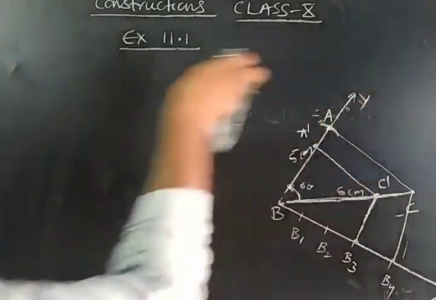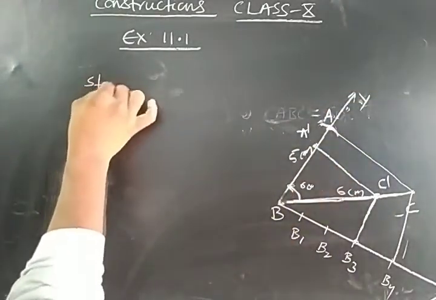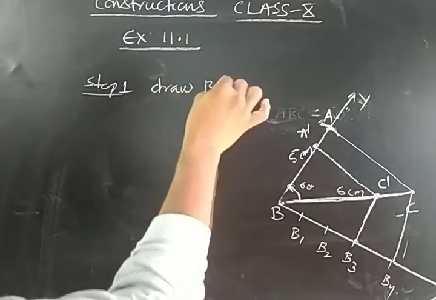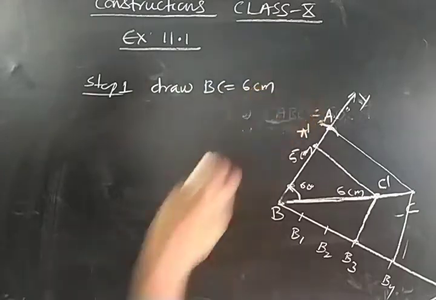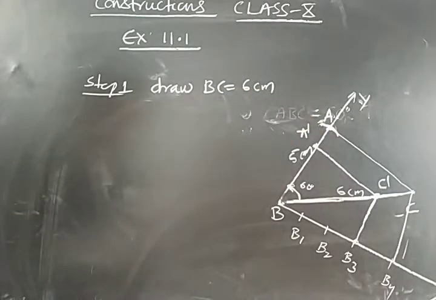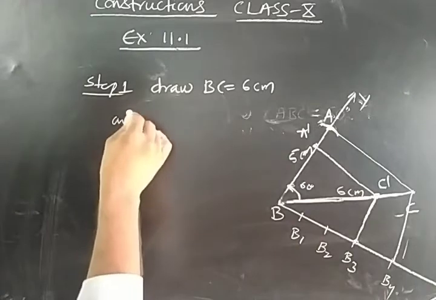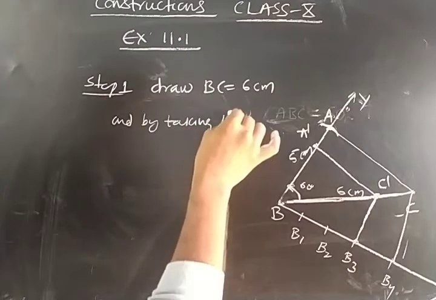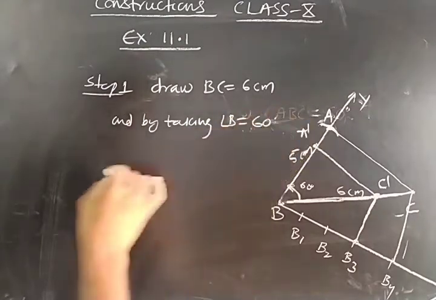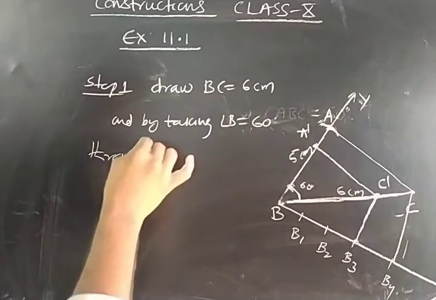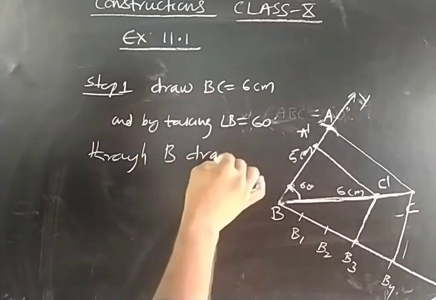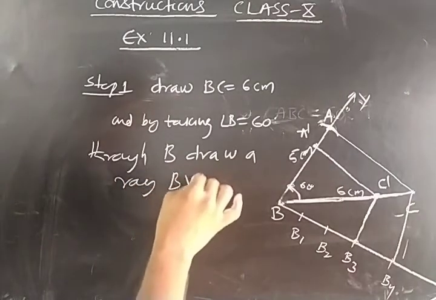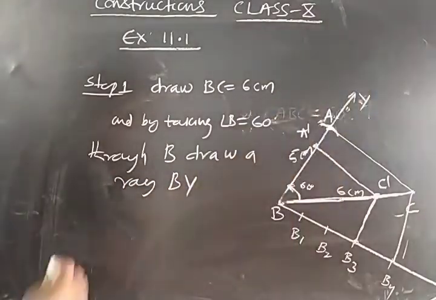So what I did first, I constructed ABC. Step 1, draw BC 6 centimeters. Next, by taking angle B 60 degrees, through B draw a ray BY. Step 2.